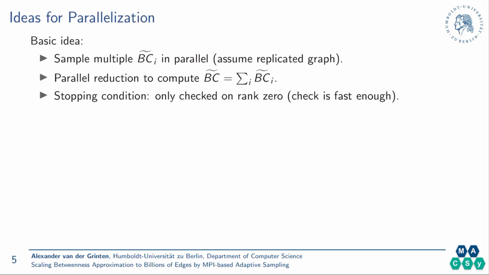So what's the basic idea? We want to sample multiple BC tilde vectors in parallel, so we sample BC tilde_i vectors in parallel, and we can do that because we assume that the graph is replicated on all compute nodes. To actually aggregate the BC tilde_i vectors to a single BC tilde, we perform a parallel reduction. That's not really surprising. And we check the stopping condition only on rank 0 because the check is actually fast enough. The check only takes a fraction of the time that the sampling itself takes.